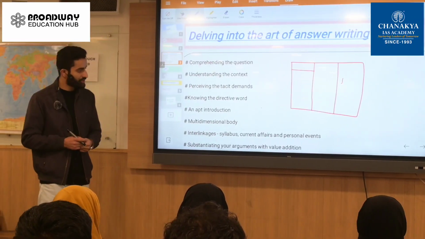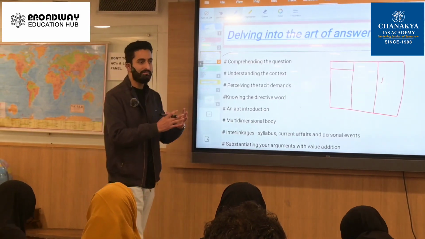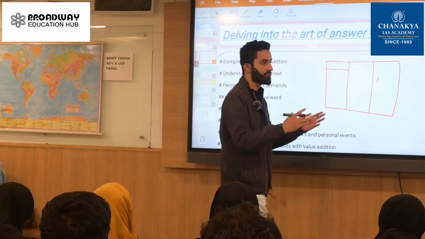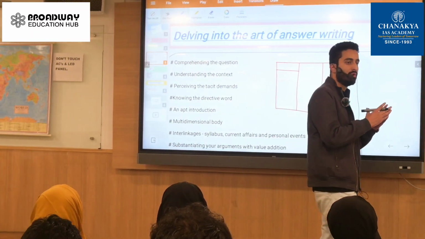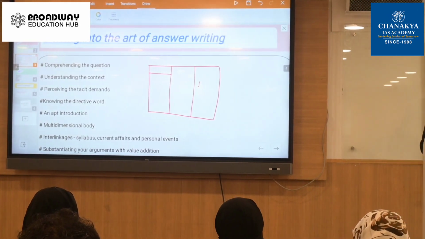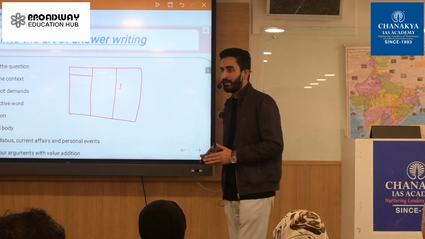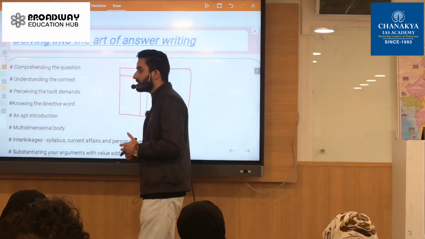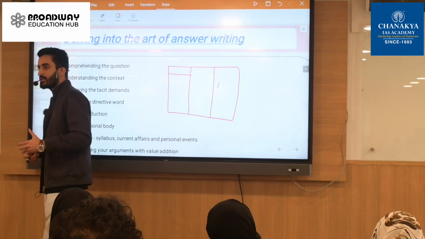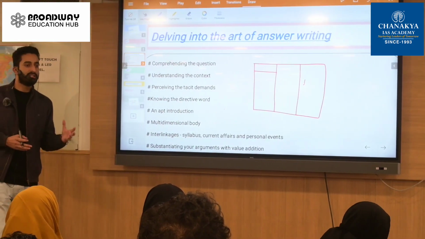Interlinkages can be with the syllabus, interlinkages can be with the current affairs, as I have illustrated in the question also, and interlinkages can be with personal events. Personal events, but no first person names, not revealing your personal information, but the crux of the event becomes important in the ethics paper. Whenever you are writing anything on honesty, empathy, compassion, integrity, emotional intelligence, you are writing anything.